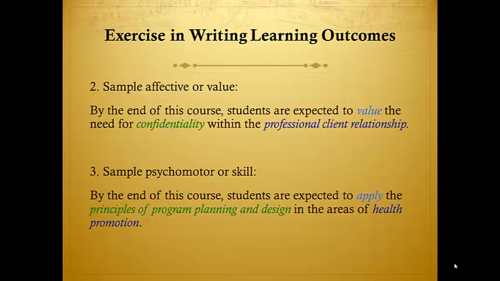An example of a value outcome: by the end of this course, students are expected to value the need for confidentiality within the professional-client relationship. And then, as a last example of a skill learning outcome: by the end of this course, students are expected to apply the principles of program planning and design in the areas of health promotion.